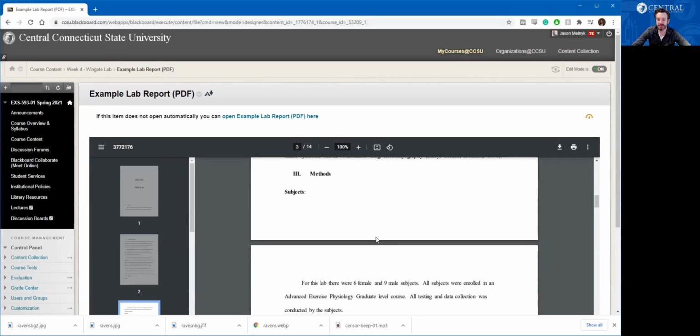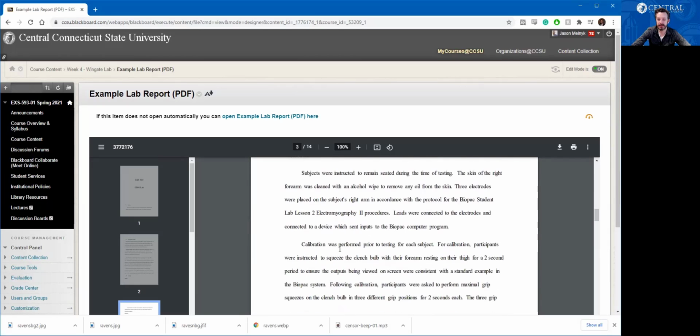Methods, essentially, what are we doing? How are we doing it? I would strongly encourage you to just look at the method section of any recent journal article that you've read related to your lit review you've done or your research methods class.